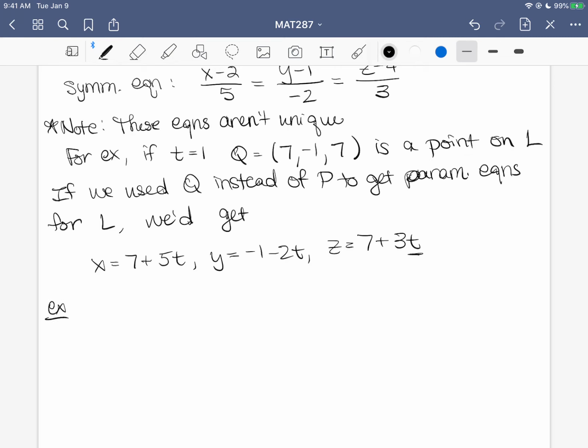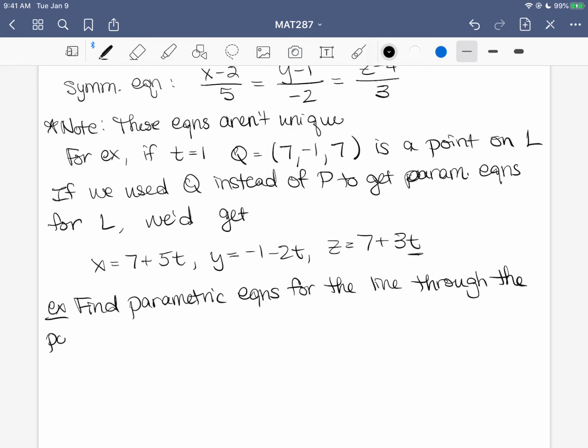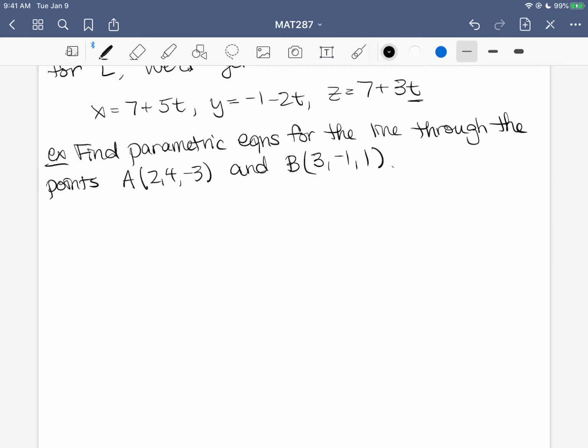Let's try one more example. Let's find parametric equations for the line through the points A is 2, 4, negative 3, and B is 3, negative 1, 1. Now this is just like when in 2-space you're given 2 points and asked to find the equation of a line. You had to find the slope, right? So here, instead of finding the slope, you're finding the direction vector.